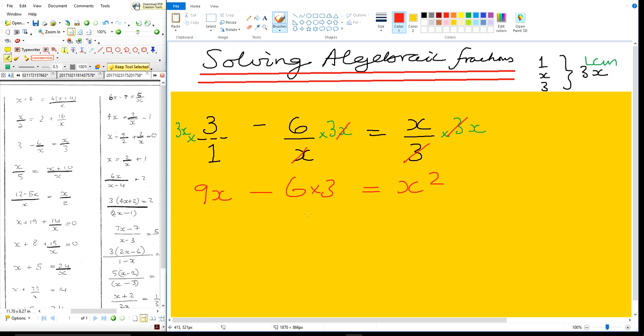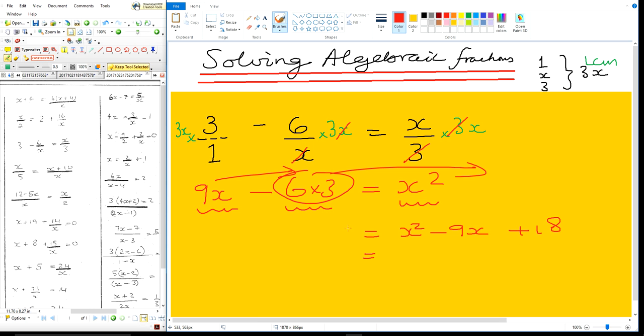So now we've got all the components required to make a quadratic equation. We've got the x squared component, we've got the x component, and we've got the constant component. So let's get them all over onto the right hand side to make it look more like a nice happy family with a quadratic equation in it. So we have now x squared, the plus 9x becomes a minus 9x, and the minus 18 becomes a plus 18.